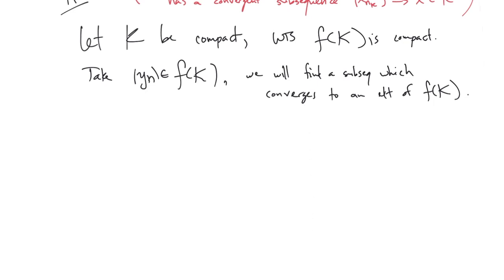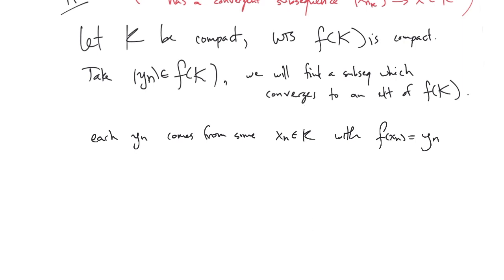What do we do? Since all we have to work with is that y_n is in F of K, what that means is every one of those y_n is equal to F of some point in K, right? So each y_n comes from some x_n in K with F of x_n equals y_n. The y_n are all in F of K. That means each of them is the answer you get out of the function from some number you put in. And the x_n are in K, all right? So we have a sequence x_n in K. They are the domain values which end up going on to those points, the y_n.